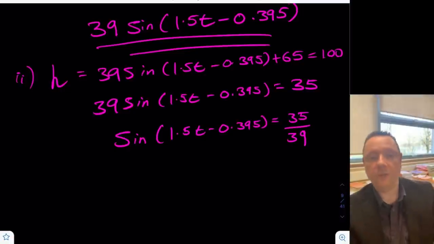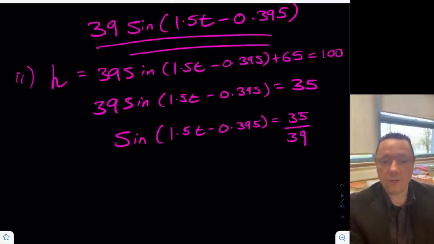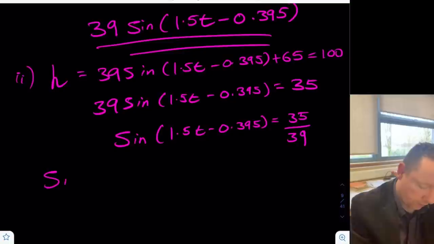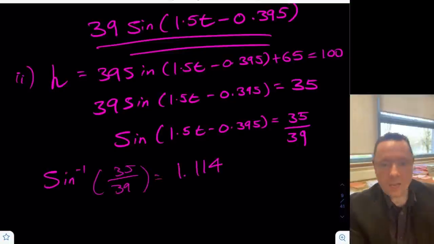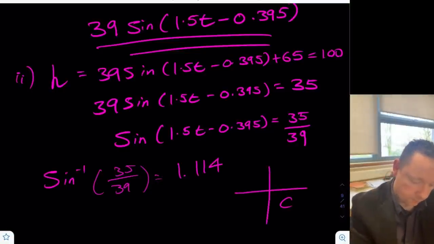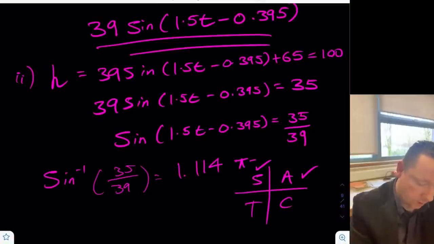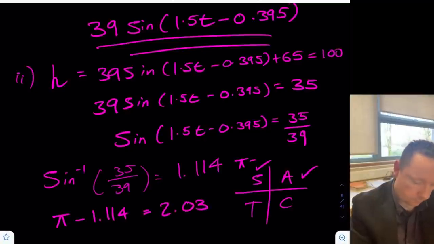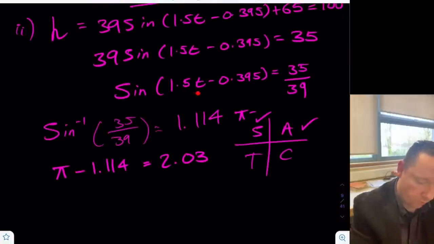So at this point, I can find the inverse sine of 35 over 39 using a calculator and get a value. The inverse sine of 35 over 39 is 1.114. And looking at our CAST diagram, sine is positive, so it's in the first and second quadrant, so that's pi minus the answer. So we can also do pi minus 1.114 to get a second solution, and that is going to be 2.03. So that means we can say that the whole of this equals that, and the whole of this equals that, and solve for t.